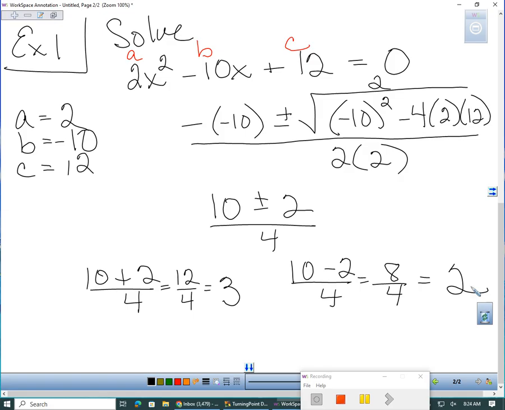All right, so the whole idea is you're going to plug it into this equation, you simplify the square root part, and then you have two different equations or two different values you have to find. Really isn't that bad. Let's try another one.